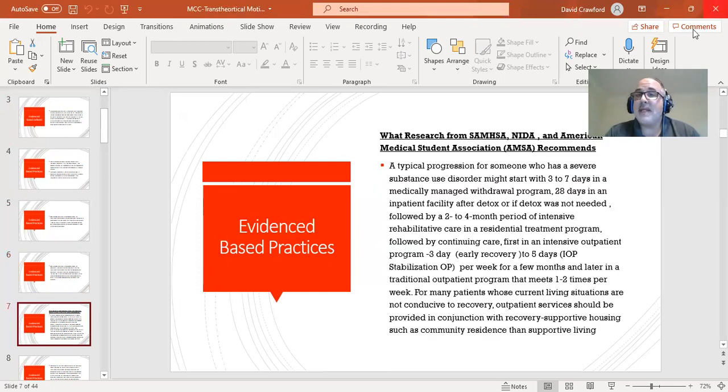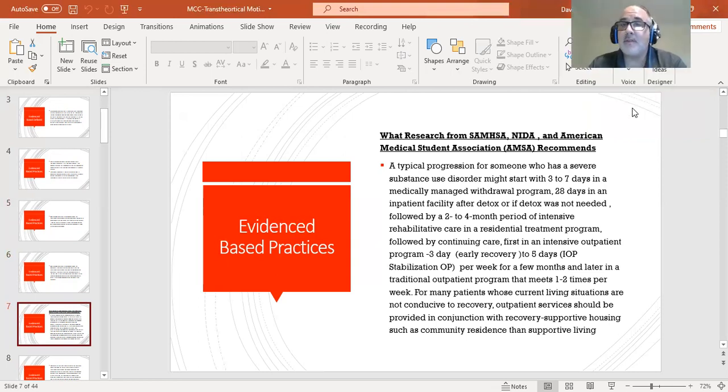Research from SAMHSA, NIDA, and the American Medical Student Association recommends a typical progression for someone who has a severe substance use disorder. It might start with 3 to 7 days in a medically managed withdrawal, then 28 days in an inpatient facility after detox, or if detox was not needed, they go right to inpatient. Then after that, 2 to 4 months of intensive rehabilitation care in a residential program, then continuing care, first an intensive outpatient program, maybe a 3-day early recovery to a 5-day IOP per week for a few months.